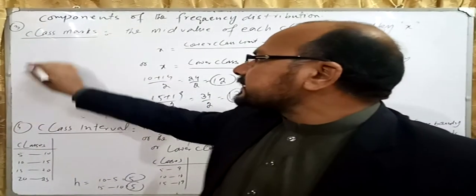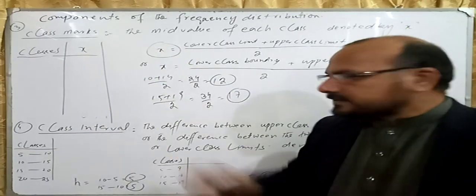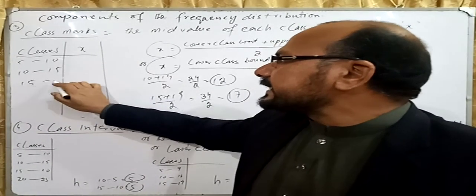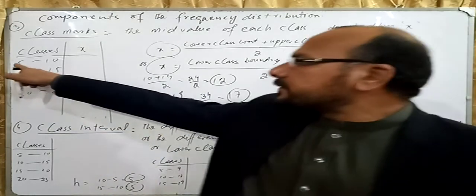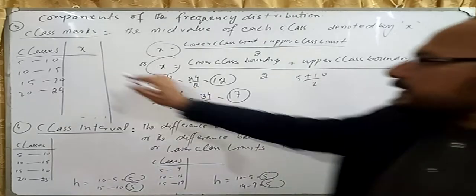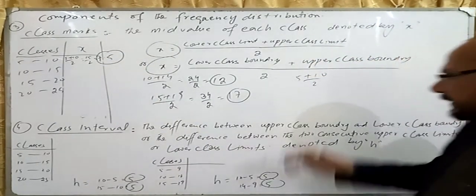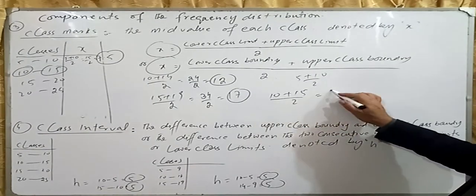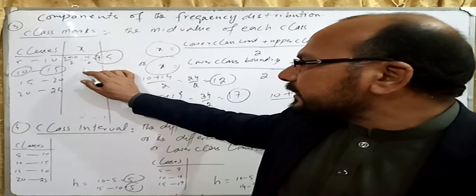In case the classes are given in continuous form, suppose we have classes and we need to find out the class marks, means X. We are denoting it by X. Let's say we have classes like this: 5 to 10, 10 to 15, 15 to 20, 20 to 25, and so on. What will be the mid value of the first class? 5 plus 10 divided by 2. Here you will write 5 plus 10 divided by 2. 15 divided by 2 will become 7.5. The next one, 10 plus 15 divided by 2. 25 divided by 2 will become 12.5. So the second mid value is 12.5.